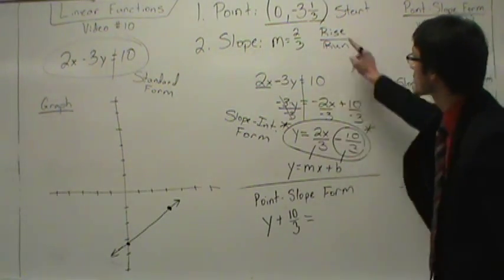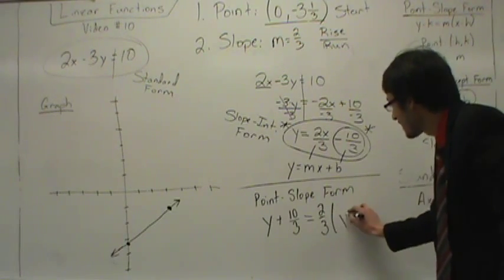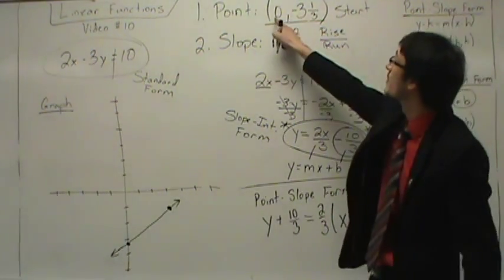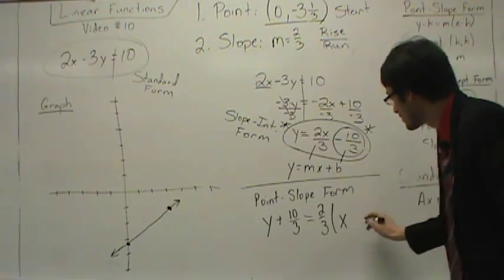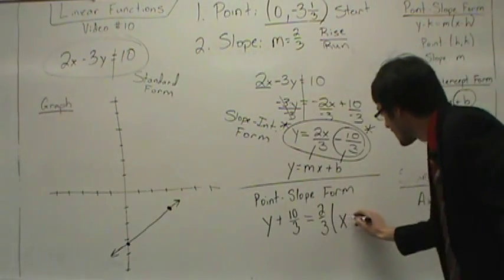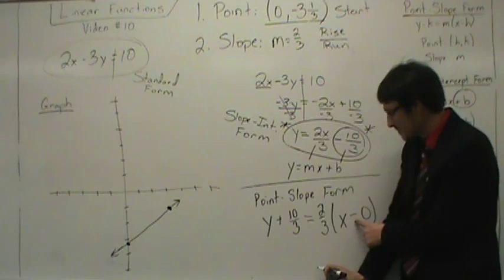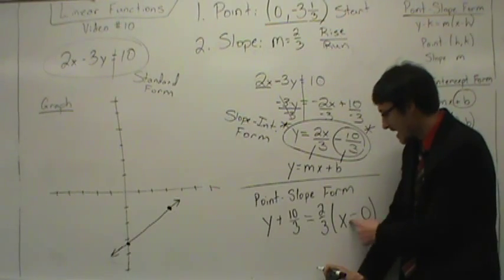Our slope goes next. Slope is 2/3 times quantity, what? X, and then opposite the x value. Well, hold on, our x value is 0. Go ahead and write this. So opposite the x value, we write minus 0. Now, I told you guys in class that this is bad form, minus 0.